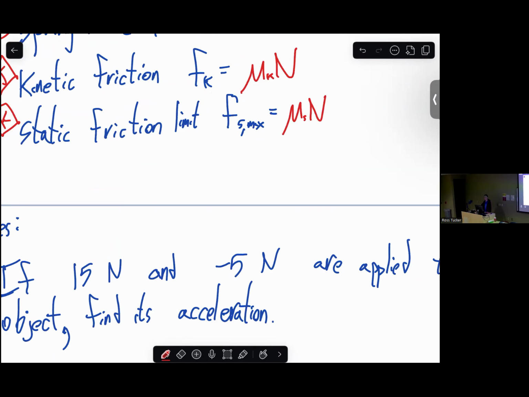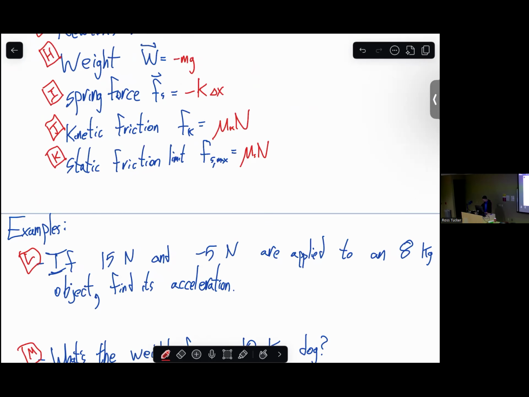What does net even mean? Add them together and get the total. 15 and negative 5 add to 10. Total is 10 newtons. 10 newtons is F, 8 is m, so 1.25, about 1.3 meters per second squared. Actually, with the number of sig figs I gave you, it should just be 1, but screw that. I'm not asking you to track it.